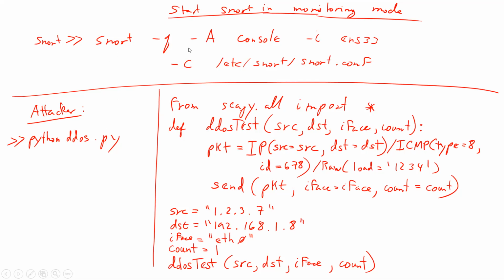This is how you start Snort in monitoring mode. So this is going to be a terminal on the server, and this is a terminal on the client, or the attacker, I should say. And basically, when you receive an alert, this will trigger. So this is the example of just 1.